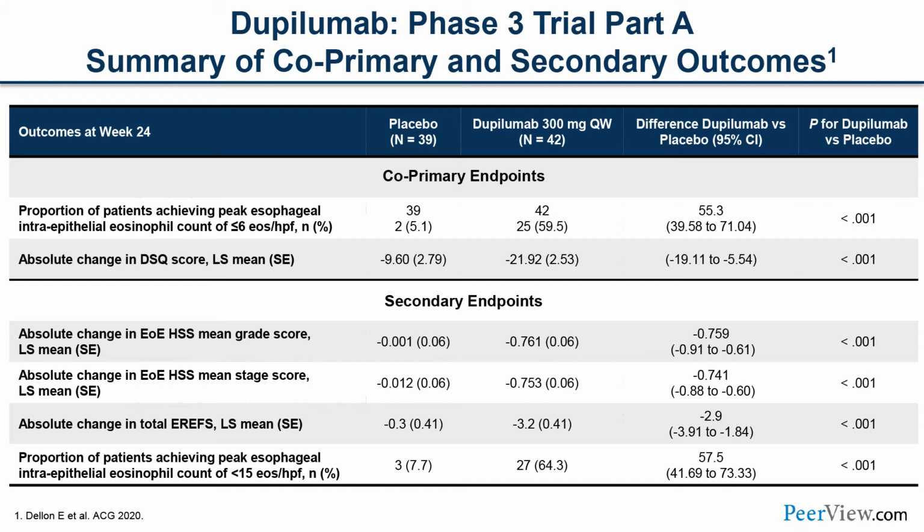It also improved the dysphagia score, and then even below in secondary endpoints, where they're looking at other changes in the esophagus on the biopsies, demonstrating potential remodeling, it shows a huge difference between the dupilumab arm and the placebo arm. In addition, the endoscopic score improved, and the peak eosinophil count, even if you expanded it to less than 15, was superior in the dupilumab arm.